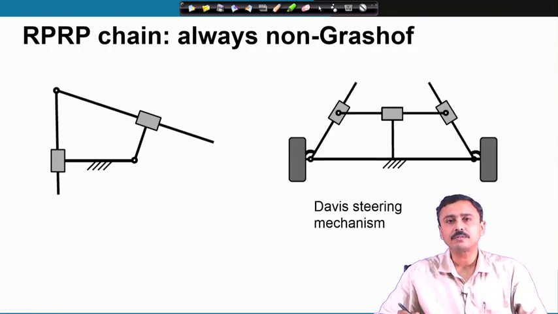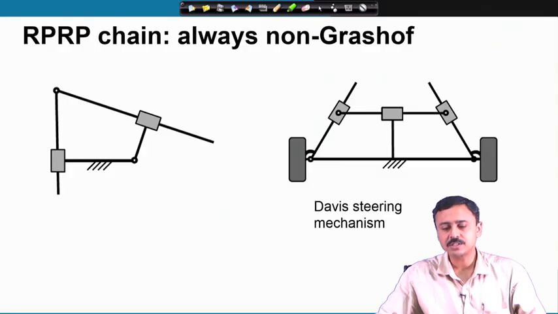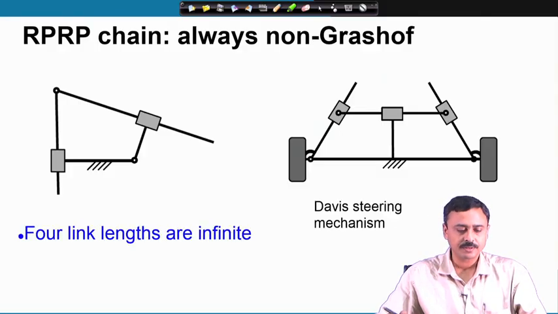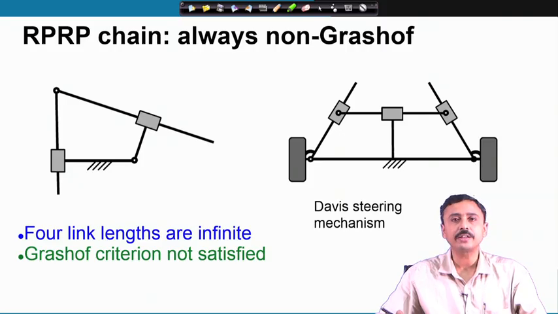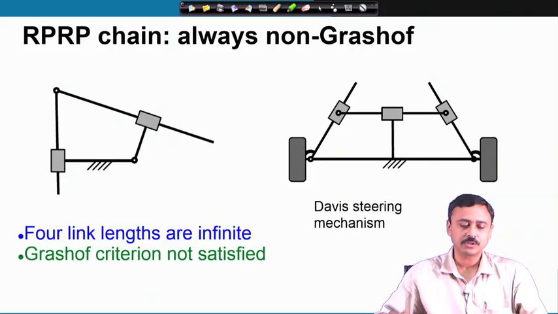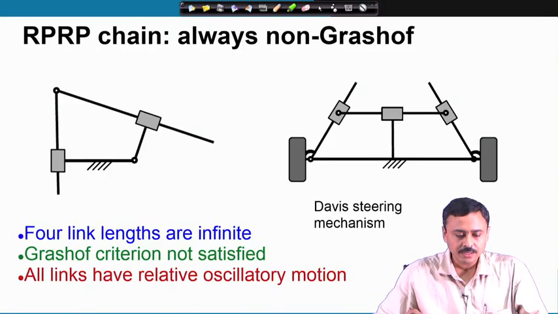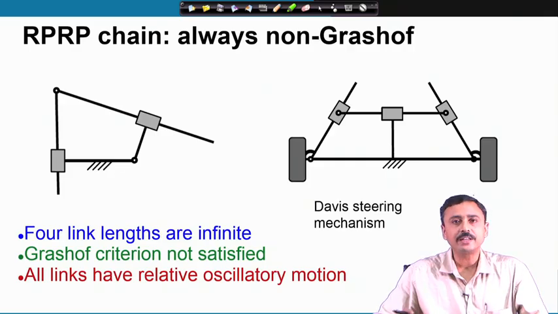An example of the RPRP chain is the Davis steering mechanism. So, there are 4 link lengths that are infinite. Grashof criterion is not satisfied. There are 4 infinities, it breaks down. So, here we do not have the Grashof criterion. So, this is never satisfied. Therefore, all links have relative oscillatory motion only. This is a non-Grashof chain.